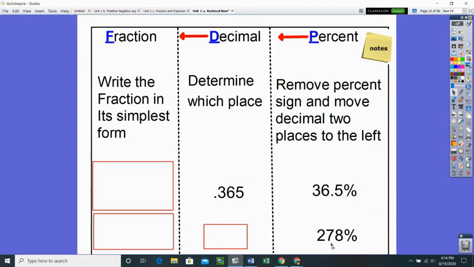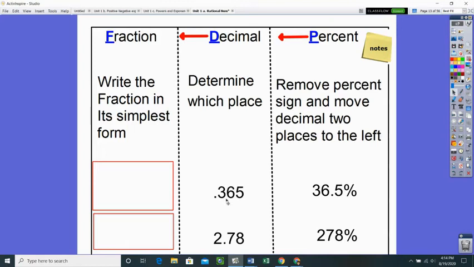For 278, the decimal is the invisible decimal. It's hiding at the end. If you can't see a decimal, it's after the last number. Again, take off the percent and move it 2 places to the left, and that's how you go from a percent to a decimal. So now how do we go from a decimal back to the fraction?